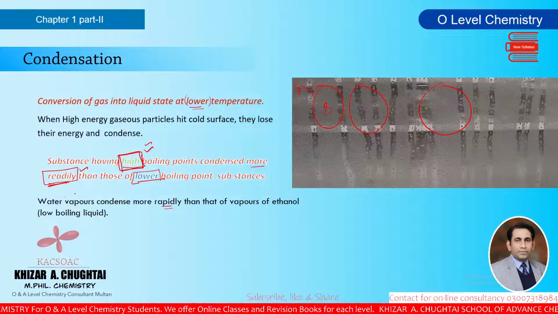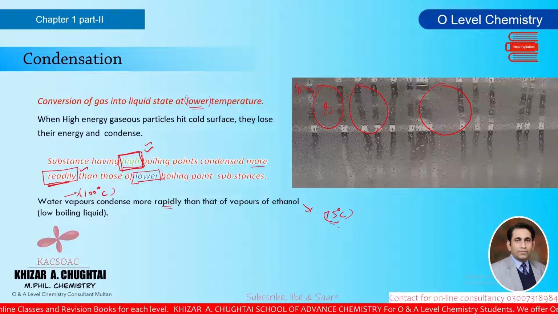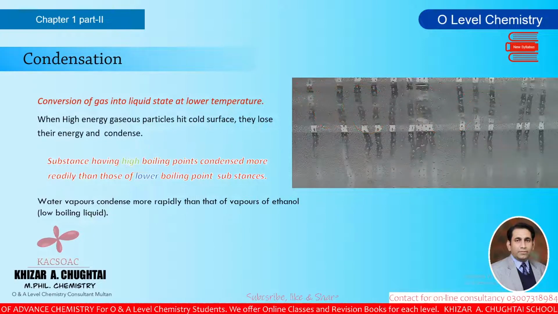The boiling point of pure water is 100 degrees Celsius, and ethanol has a boiling point of roughly 75 degrees Celsius. So water, having the higher boiling point, will condense more rapidly and more easily as compared to ethanol.